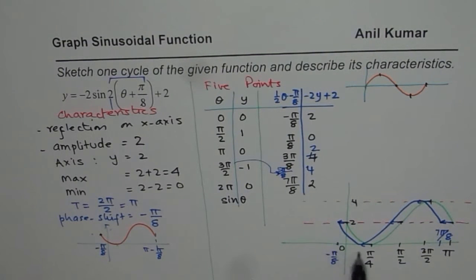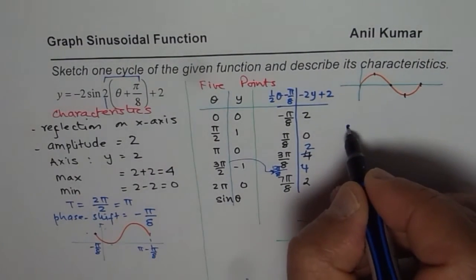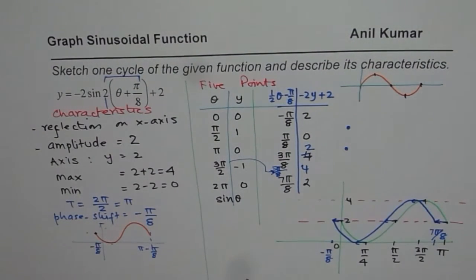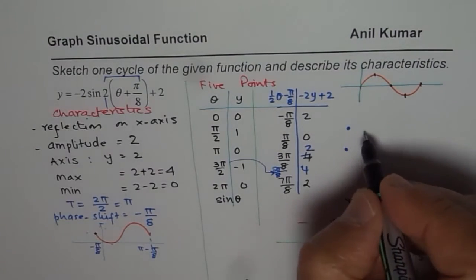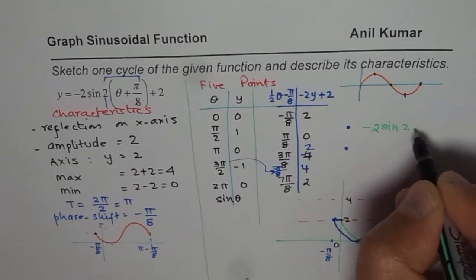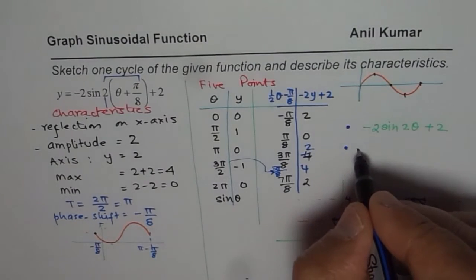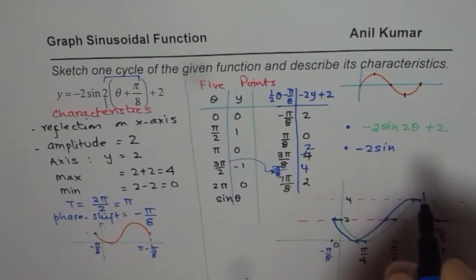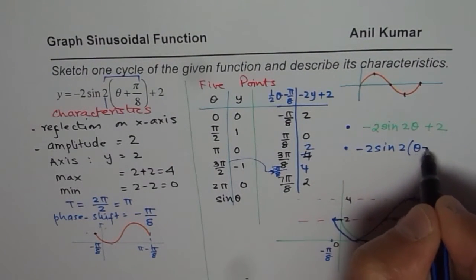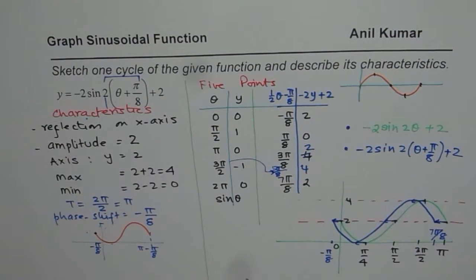Correct? So on your graph paper you can get a very accurate graph, but my suggestion here is to do it in two parts, right? So do it in two parts. First part is sketch minus 2 sine 2 theta plus 2. Do you get my point? And then you sketch minus 2 sine of 2 theta plus pi by 8, plus 2. So that is the second, final wave. So if you do that, then you get a very good result.